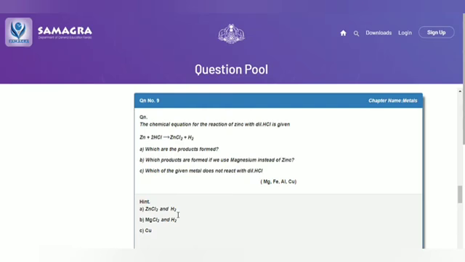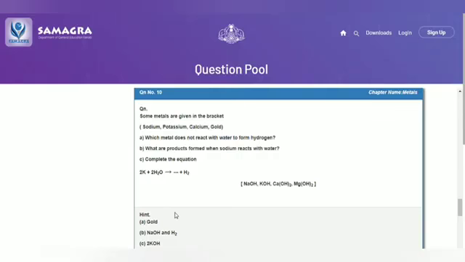A chemical equation for the reaction of zinc with dilute HCl is given. Zinc plus HCl gives ZnCl2 plus H2. What are the products formed? Products formed are ZnCl2 and H2. And what are the products formed if we use magnesium instead of zinc? We get magnesium chloride and hydrogen. Which of the given metals does not react with dilute HCl? Copper.